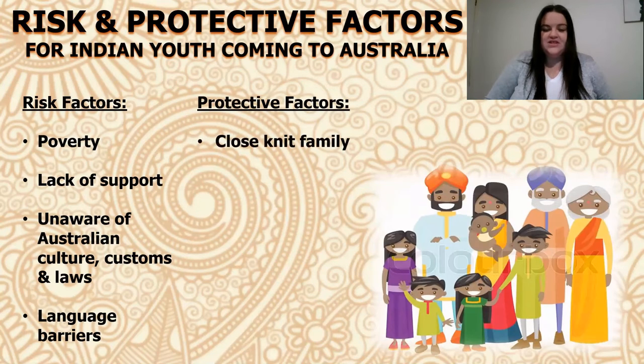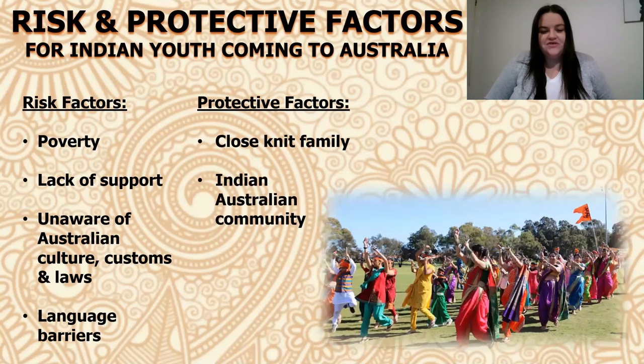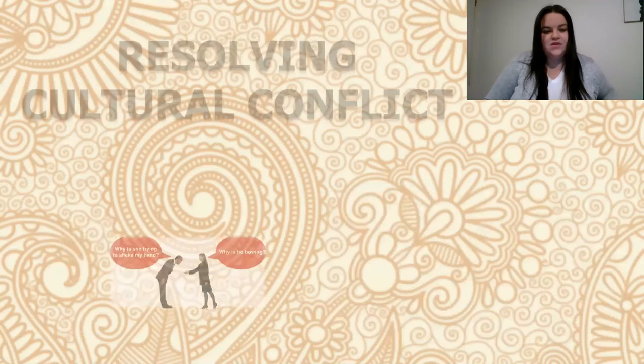Unlike many young people in Australia who move out of the family home as soon as they can, usually at 18, in India the joint family is highly valued, ideally consisting of several generations living, working, eating and worshipping together. This creates strong family bonds. There is also a rapidly growing Indian community in Australia. This is beneficial for new arrivals, as there are many avenues for social and cultural support.